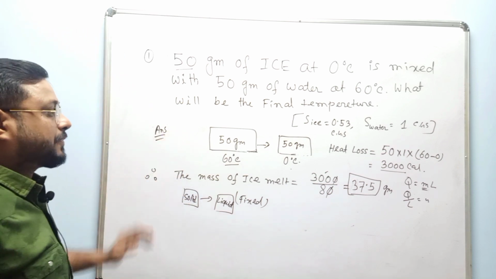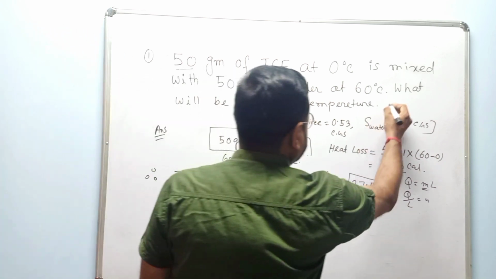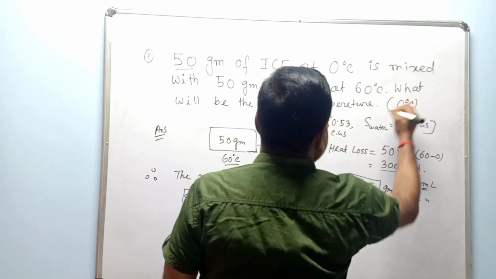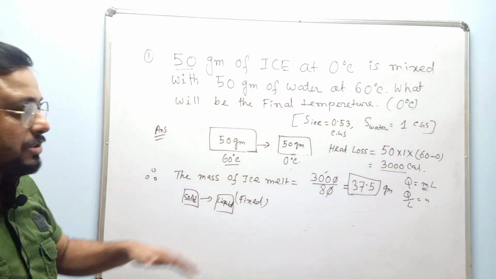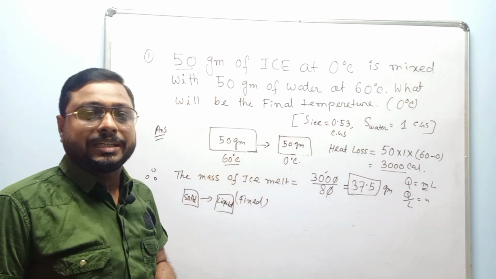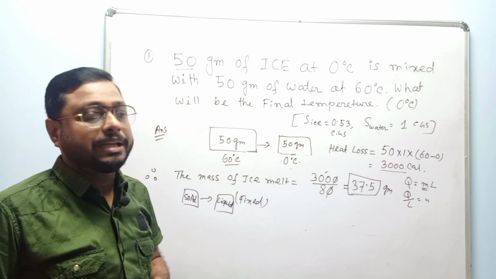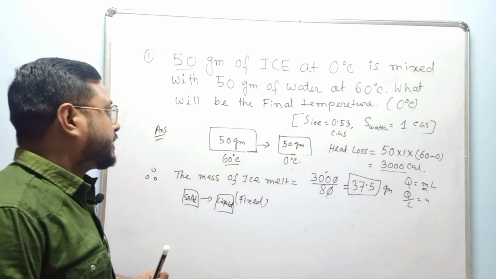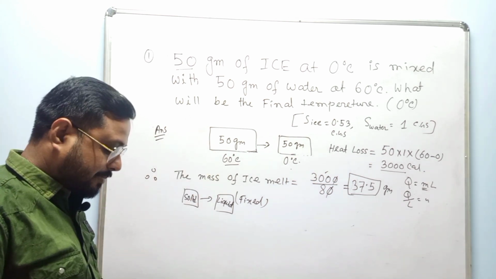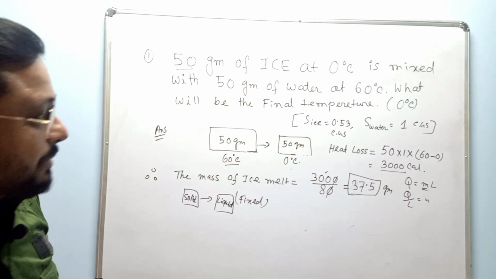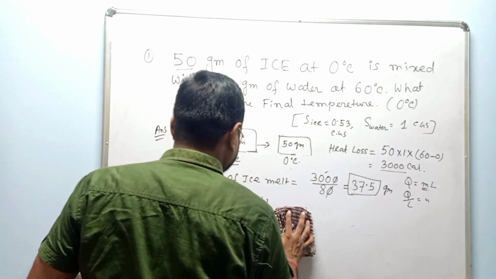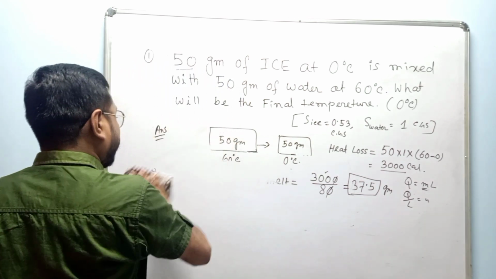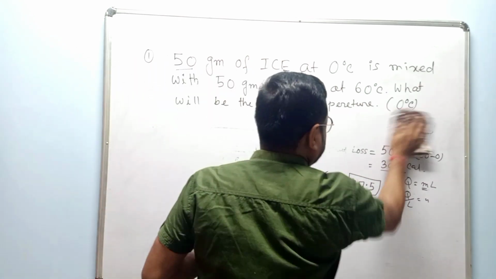So what will be the final temperature? The answer is 0 degree centigrade. If the whole ice had melted, then its temperature would increase to some other final temperature. As the whole ice has not melted, the temperature remains fixed. We know the melting point of ice is 0 degree centigrade. So the final answer will be 0 degree centigrade. I hope you understand this.